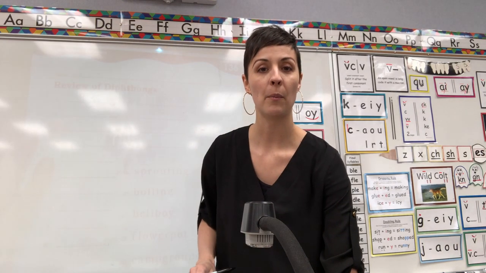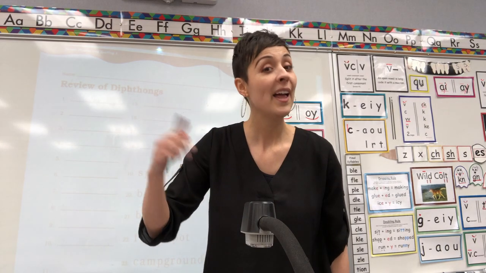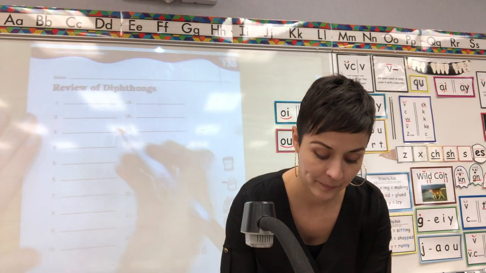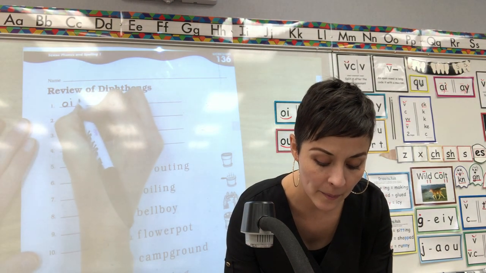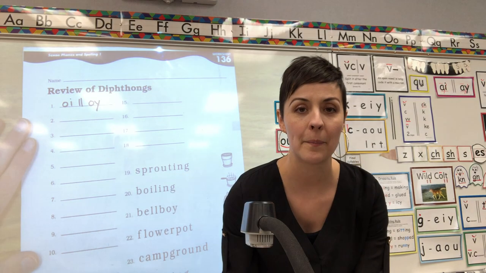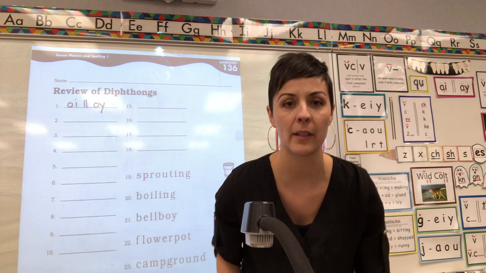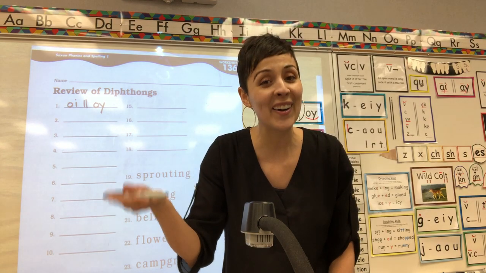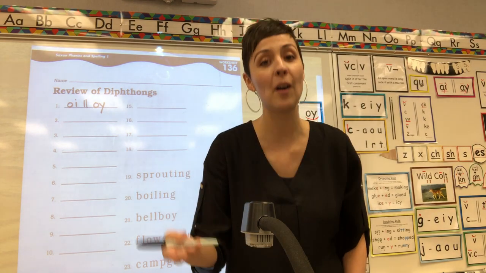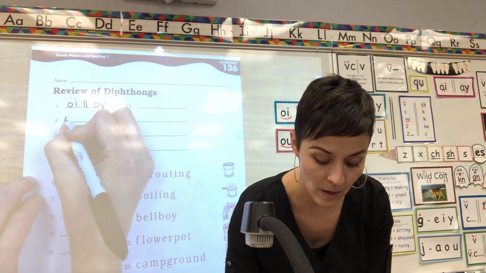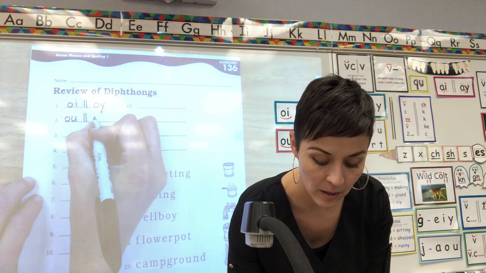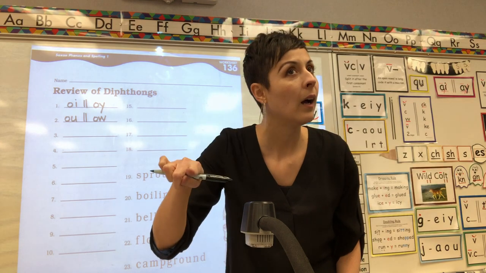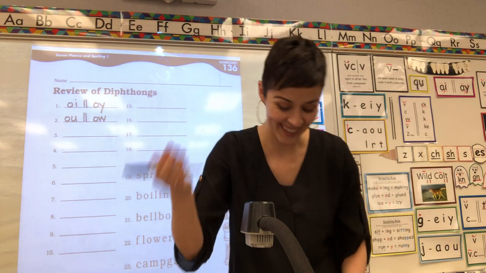Starting on number one. Oi, diphthong, O-I, final diphthong, O-Y. O-I, O-Y. My paper's kind of crooked, that's okay. Number two. Ow, diphthong, O-U, final diphthong, O-W. O-U, W. Number three. Wh. Combination WH. Good.